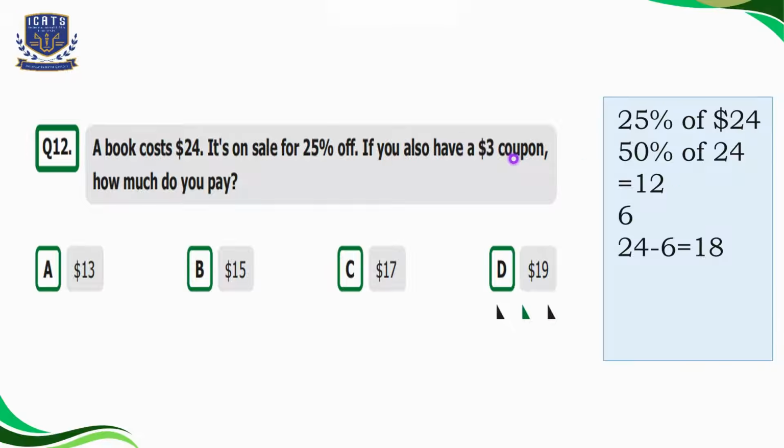It's mentioned in the question that you have a $3 coupon as well. So we can subtract the amount of the coupon out of the remaining amount, which is 18. So 18 minus 3 is equal to $15. So option B is the correct answer. The cost of the book after discount and applying the coupon will be $15.